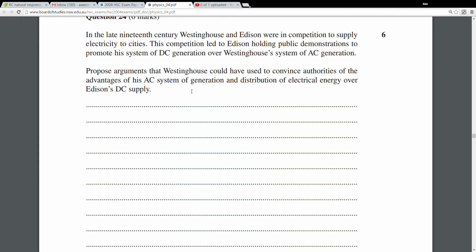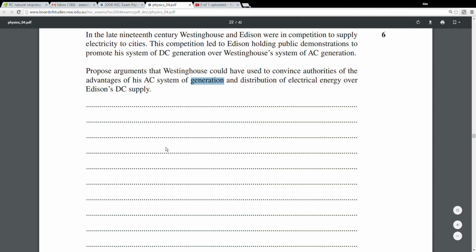Alright, so we can probably just draw a huge diagram comparing the AC and DC together, but it's not a compare question. DC can't be transformed while AC can, so we have the use of transformers, which helps distribute it. Generation for Edison's DC power supply, he would need a generator like every 10 kilometers, whereas Westinghouse would only need one big generator, and then he could supply the entire city.